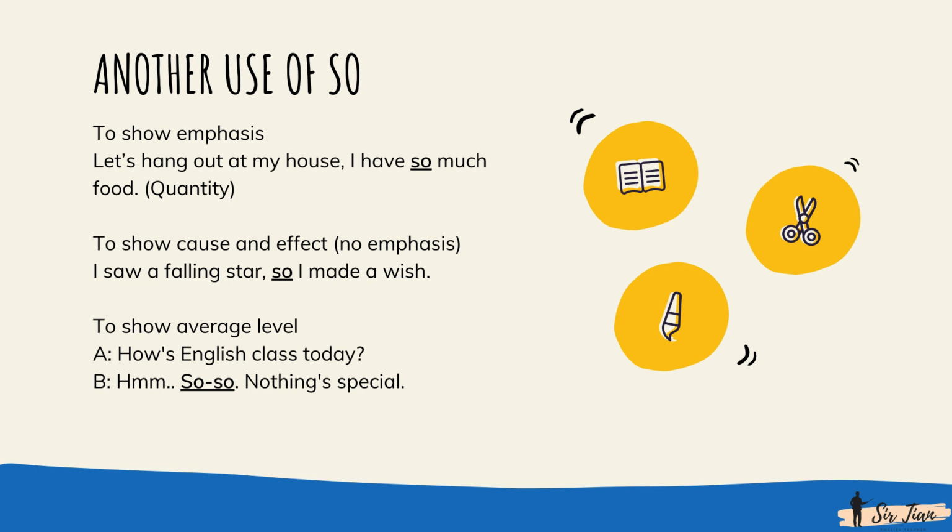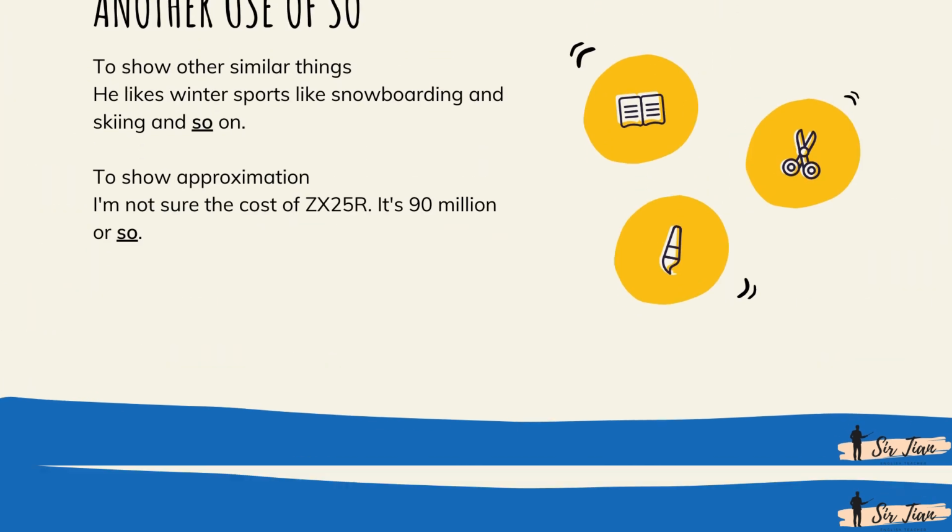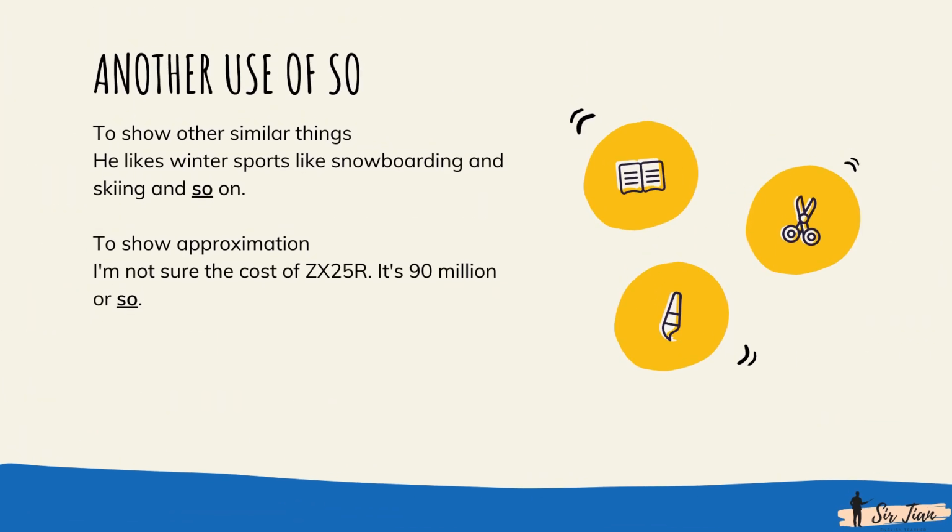Or to show average level. How's English class today? So-so, nothing special. You can also use so to show other similar things. He likes winter sports like snowboarding and skiing and so on. Or to show approximation. I'm not sure the cost of the motorcycle. It's 90 million rupiah or so.